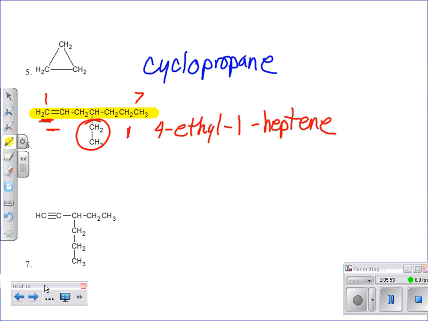Okay, number 7, longest continuous chain. In this case, we have to make sure that we have our triple bond in there. So again, it's going to be like that, which means our longest chain is 6. So we are going to call that hexyne, because there's a triple bond.